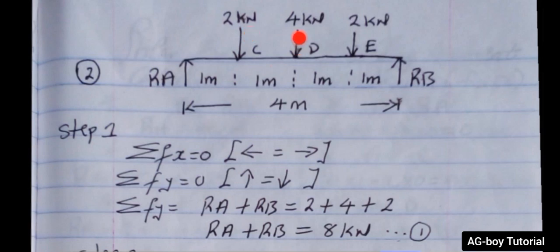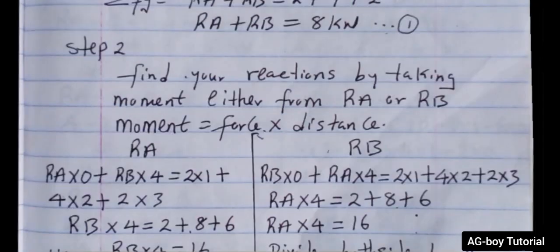we have these 3 forces here pressing the beam downwards. We have the 2 kilonewton, 4 kilonewton and 2 kilonewton, and these are them here pulling it downwards. So we are having the 2 kilonewton plus 4 kilonewton plus 2 kilonewton. So by the time you sum them up, we are going to have total of 8 kilonewton, and you make it your equation 1.